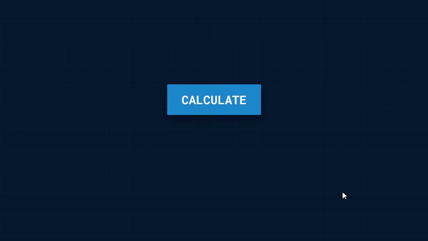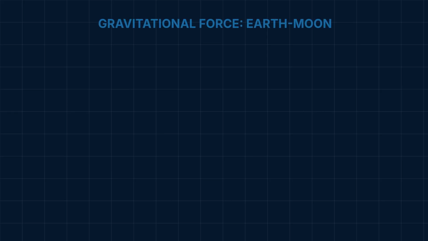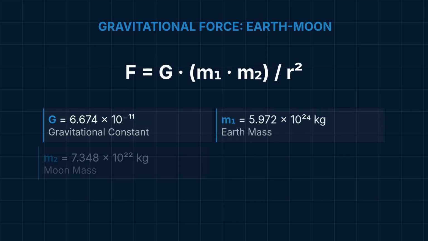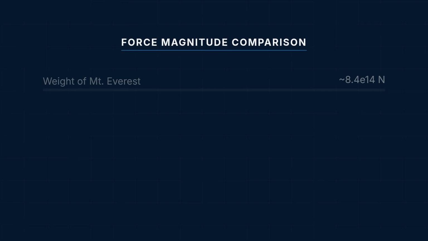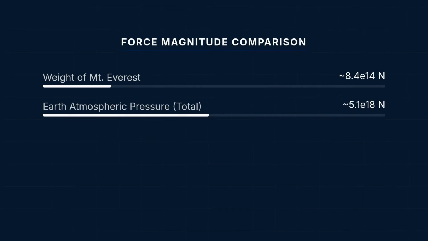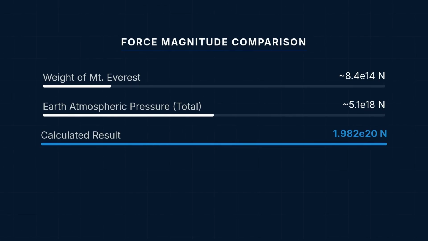After clicking Calculate, the Results section displays the calculated gravitational force value. The result details provide a breakdown of the calculation process, showing how the gravitational constant, masses, and distance combine in the formula. The result comparison gives you context by comparing your calculated force to familiar reference forces, helping you understand the magnitude of your result.